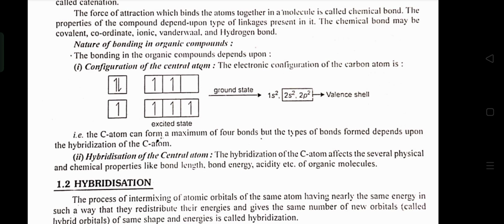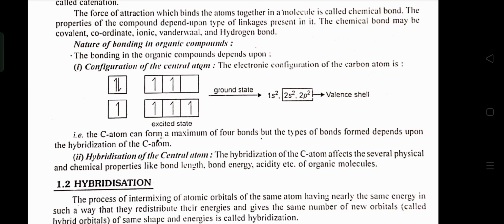Nature of bonding in organic compounds. The bonding in organic compounds depends upon, first, the electronic configuration of the central atom, that is, carbon can form a maximum of four bonds, but the type of bond formed depends upon the hybridization of carbon.